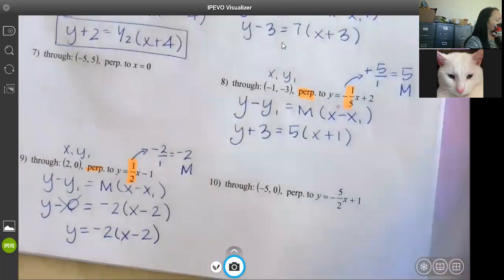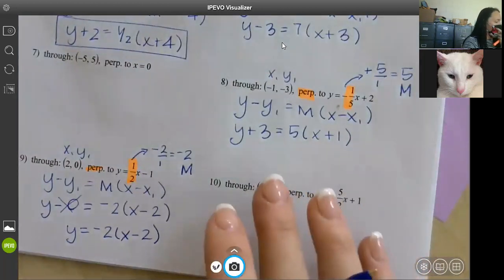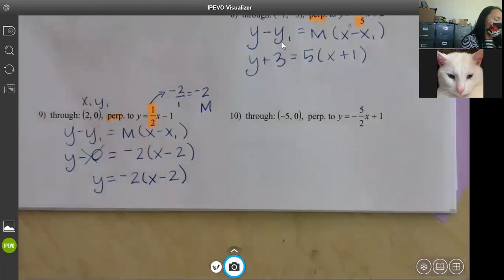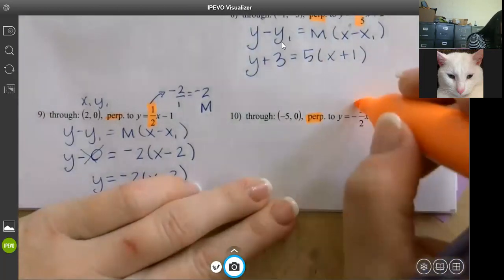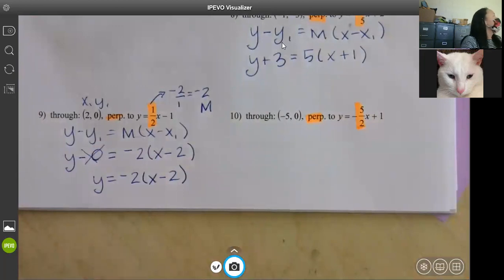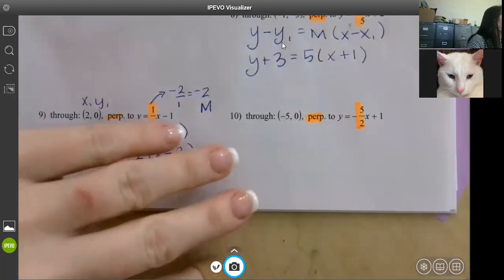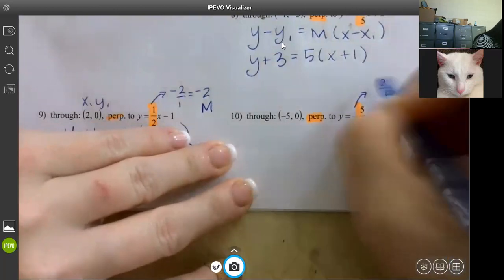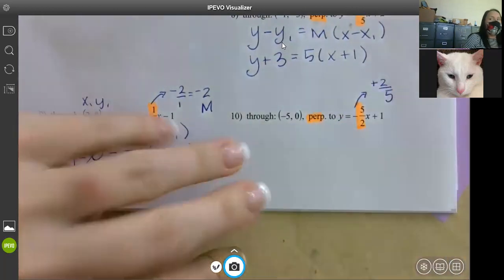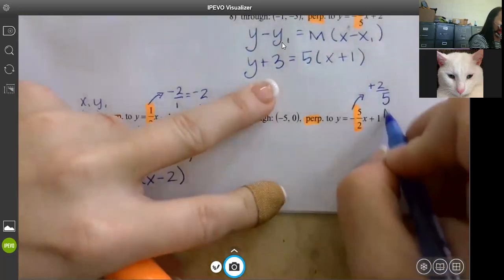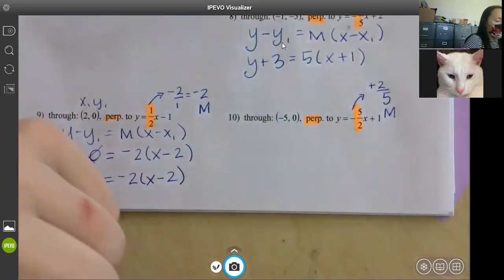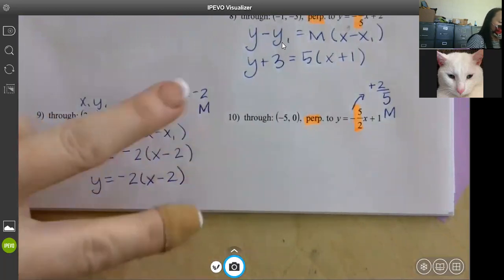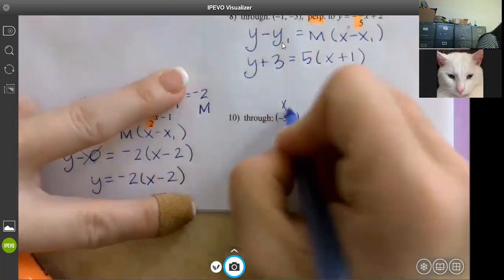Oh, that would have been bad, wouldn't it? Yep. Flip it and change it to positive. Flip and change. So it's going to go to 2/5. And it's going to be a positive, and I can't reduce that, so that's going to be my m. This is going to be your x1, y1.